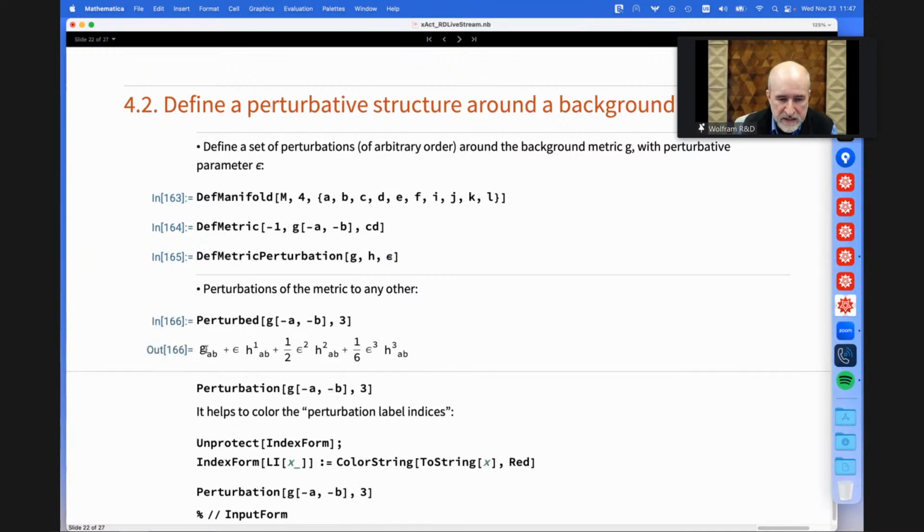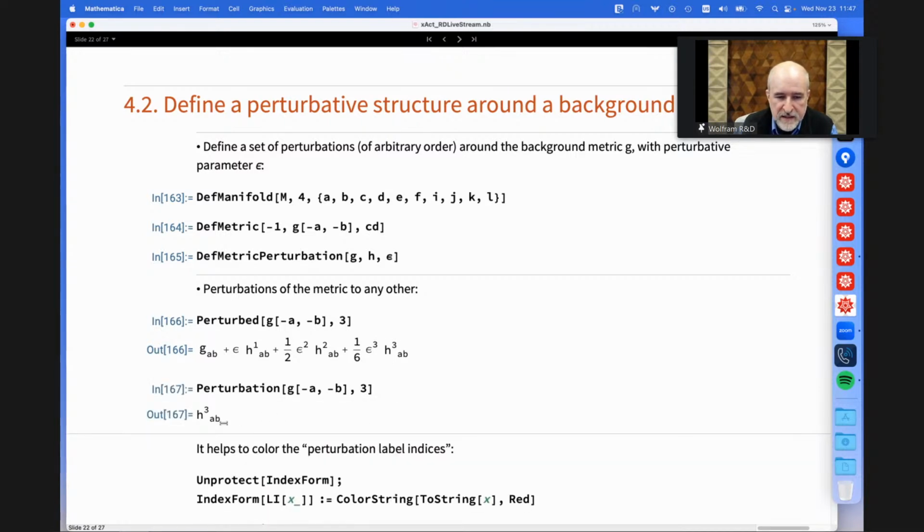So that's the background metric plus epsilon times the first perturbation plus epsilon squared with a factorial term times the second perturbation. So these two are perturbation orders. They are not powers. These are powers. These are perturbation orders. Or you can just get the third perturbation immediately. Right? So that's it.